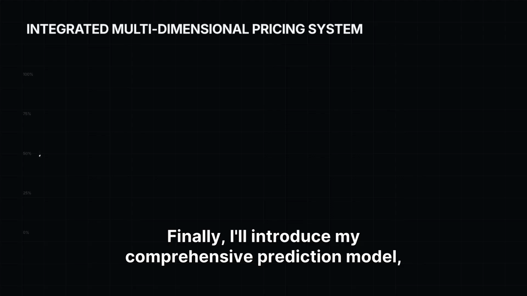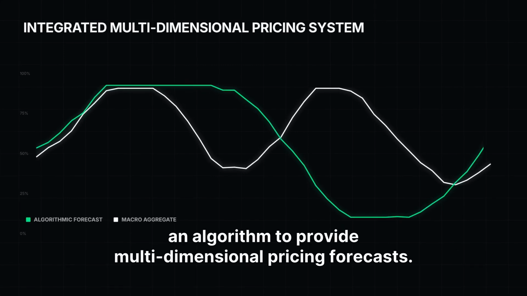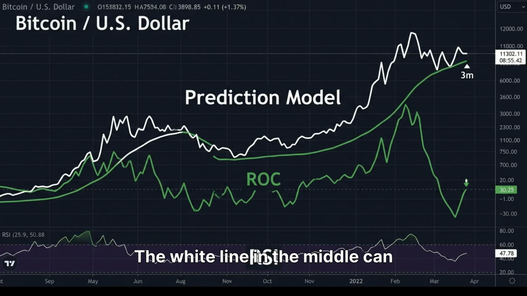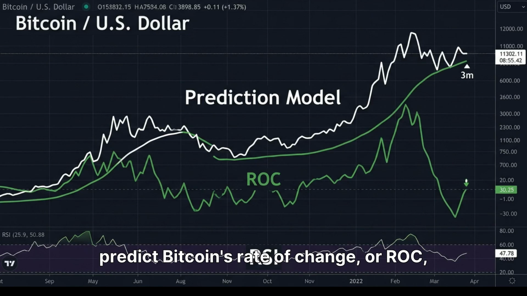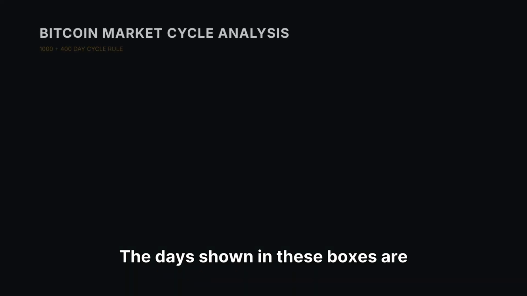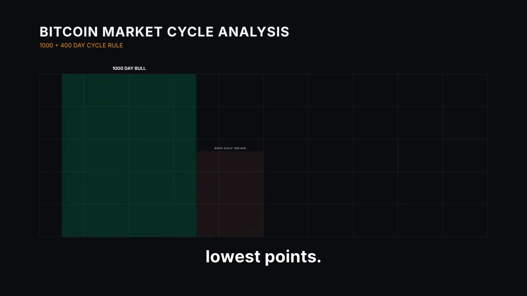Finally, I'll introduce my comprehensive prediction model, which integrates all these macro factors through an algorithm to provide multi-dimensional pricing forecasts. The white line in the middle can predict Bitcoin's rate of change, or ROC, 3 months in advance. You can see the green ROC follows the white line very closely. The days shown in these boxes are automatically calculated based on the highest and lowest points.